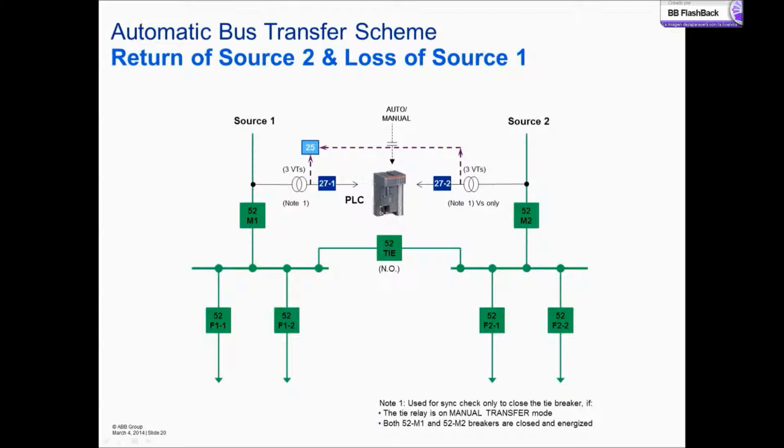Return of source 2 and loss of source 1. After losing both sources, we suppose that voltage in the main 2 returns. This will make the PLC check the synchronism, check the status, and then send a command to close the tie and close the main 2.